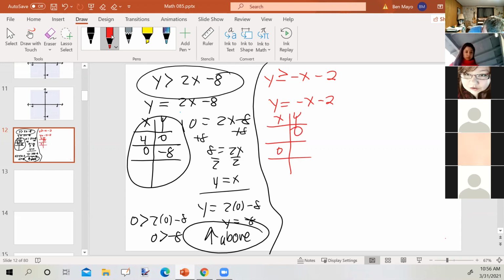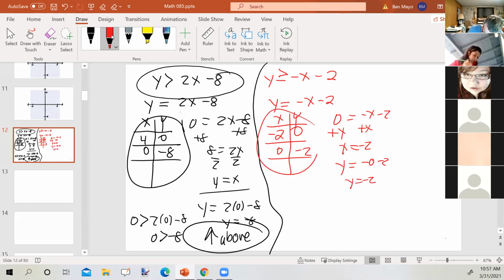To find the x-intercept, set y equal to 0. 0 equals -x minus 2. Add x to both sides, x equals -2. To find the y-intercept, x is 0, so y is -0 minus 2, y is -2. So there's two ordered pairs I can use to graph the second line.